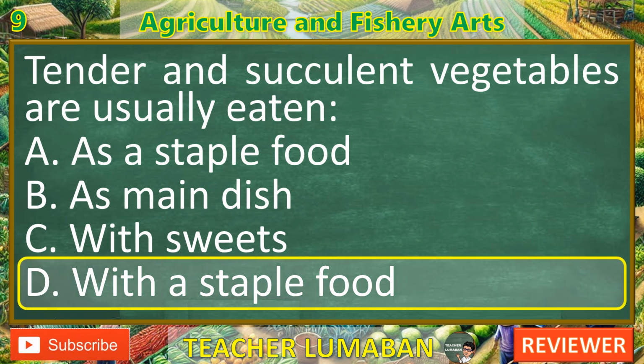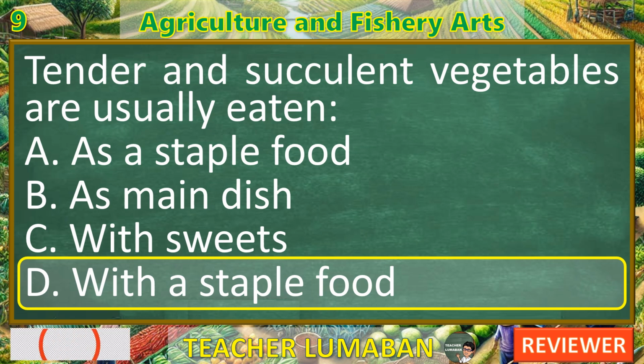The correct answer is D. With a staple food. Here's an explanation of each choice. A. As a staple. Staple foods are those that form the basis of a diet such as rice, bread, or potatoes. Tender and succulent vegetables are typically not classified as staple foods but rather as side dishes or accompaniments.